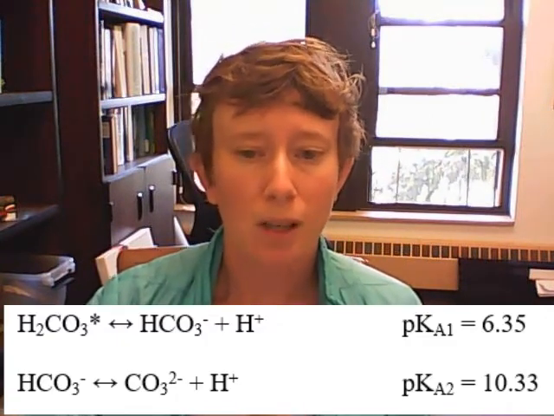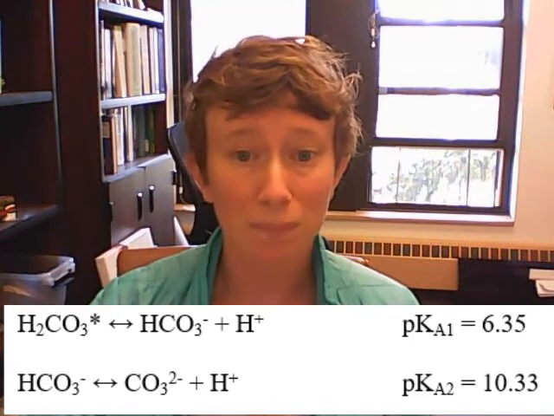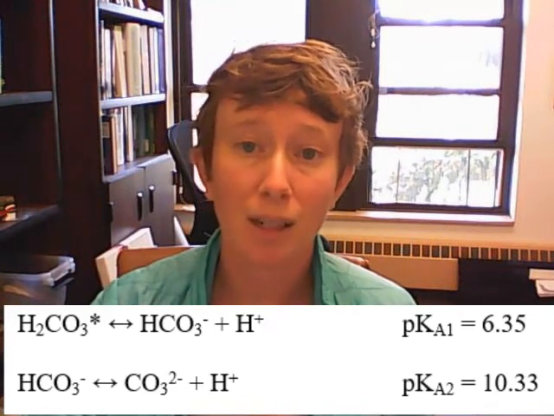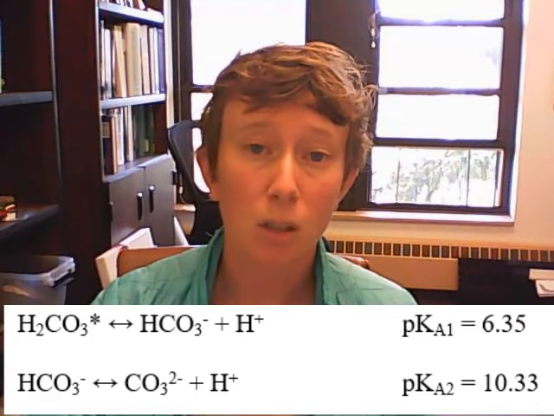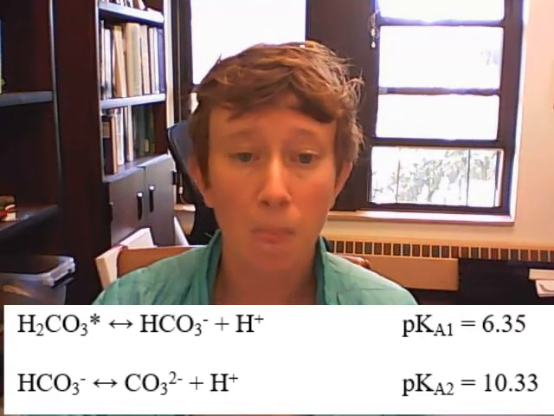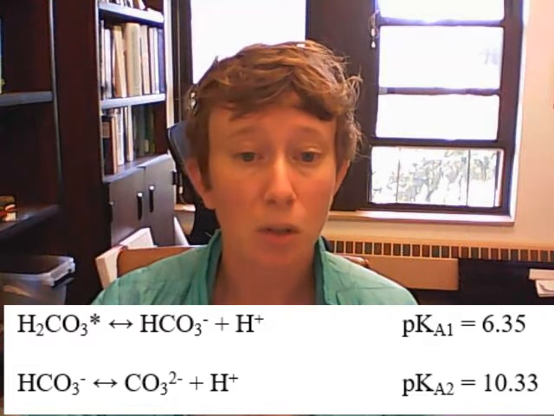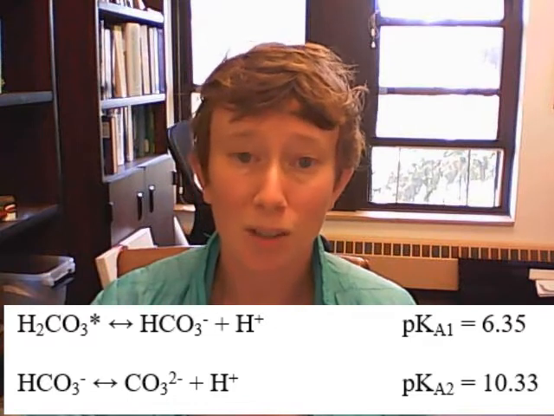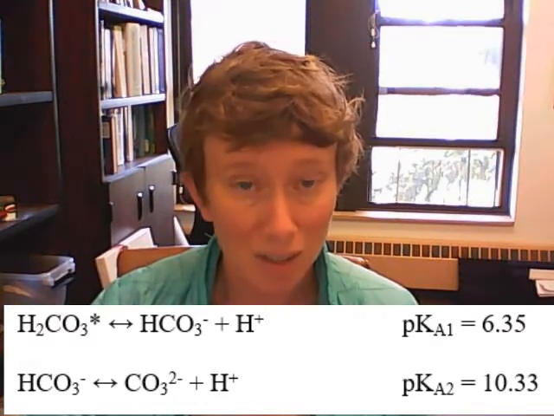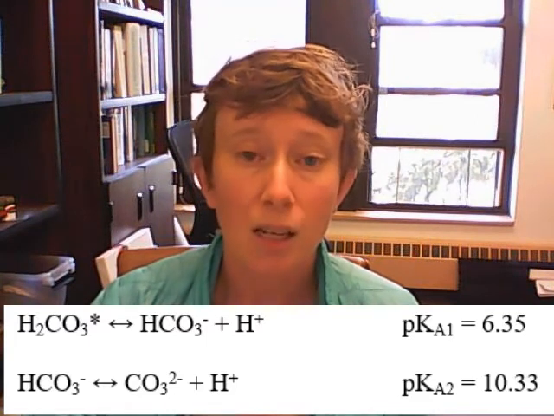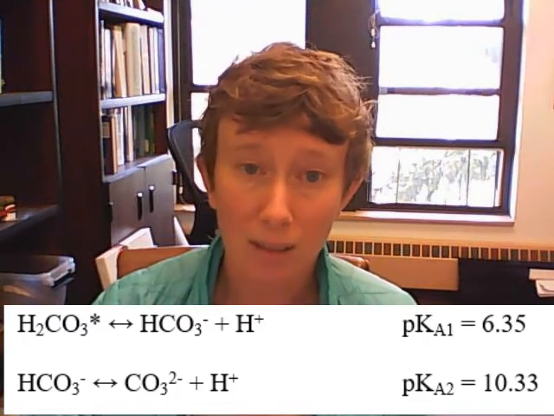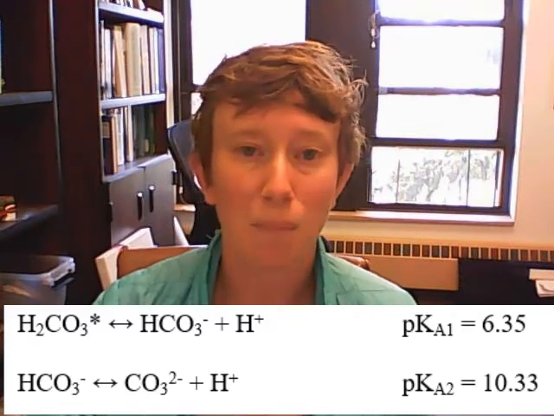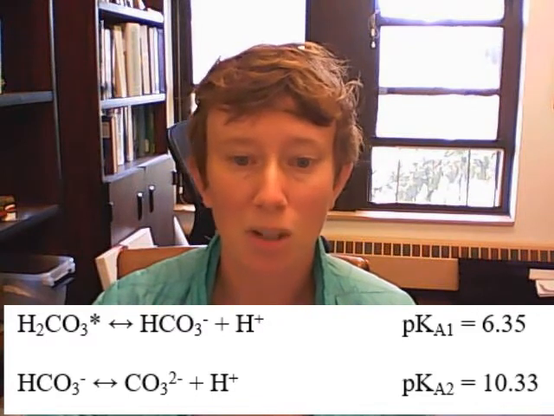So I want to make several points regarding these equations. In the first one, H2CO3*, the star means that carbon dioxide that's dissolved in water is included with the carbonic acid. In the first equation, H2CO3* is going to be the acid, and then bicarbonate, HCO3-, will be the conjugate base. In the second equation, HCO3- bicarbonate is the acid, and then carbonate is the conjugate base. So depending on which equation you're talking about, bicarbonate might be either the acid or the conjugate base.